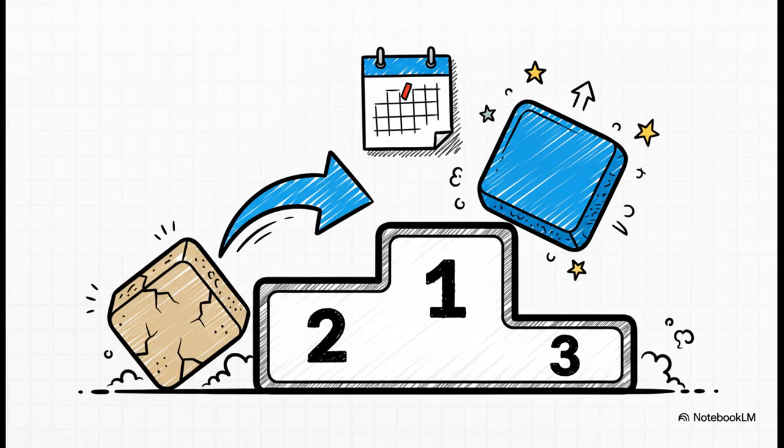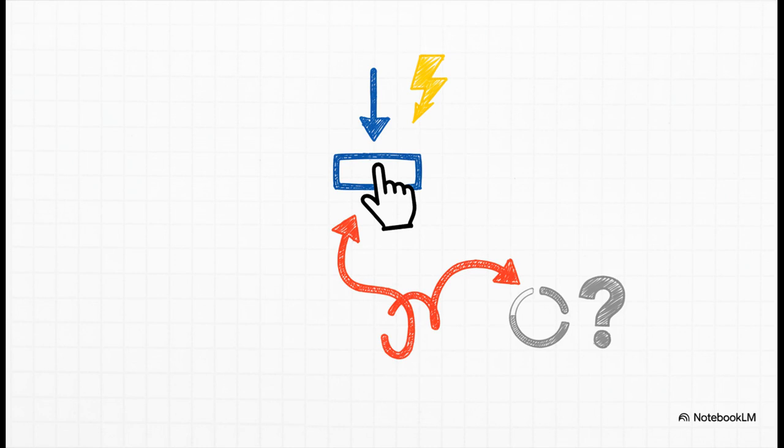Oh, and a quick heads up on this one, because it's important. INP is actually pretty new. It just replaced an older metric called FID back in March 2024. And the reason they switched is that INP is way better at measuring the overall responsiveness of a page, not just that very first click you make. So, in simple terms, when you click something, does it feel snappy, instant?